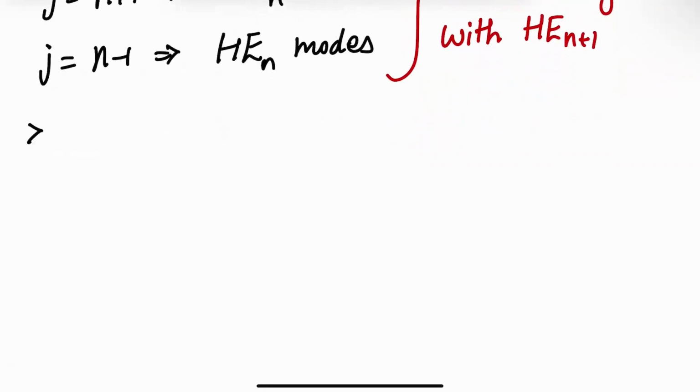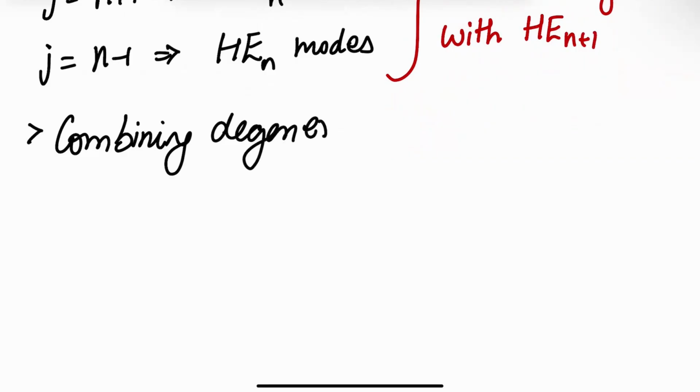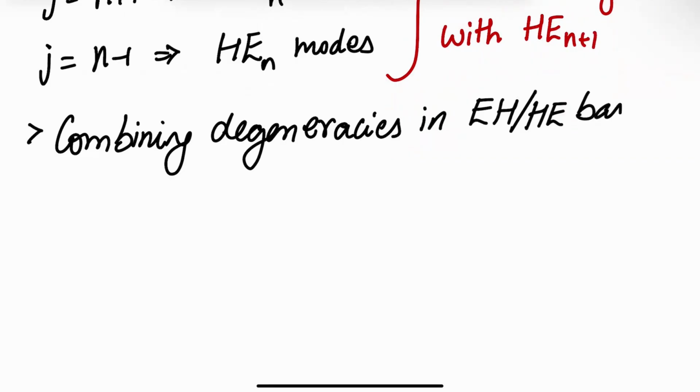Okay. So, combining degeneracies in the EH HE basis to get LP modes.